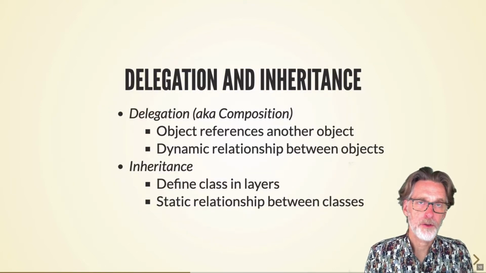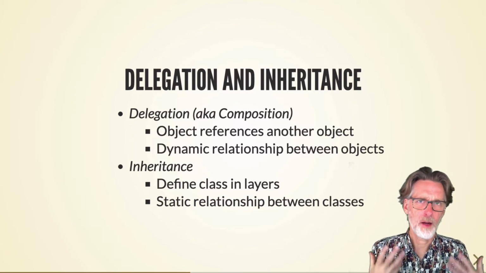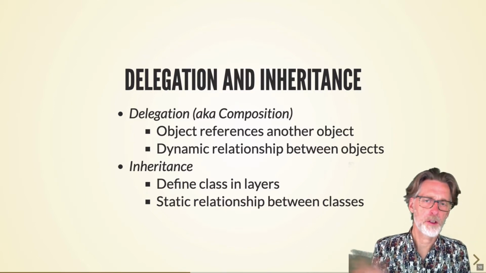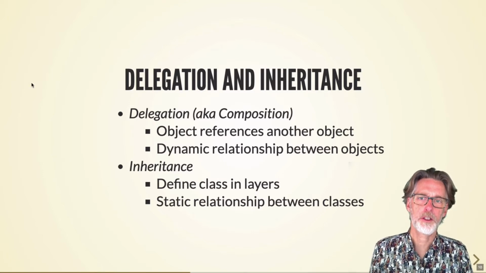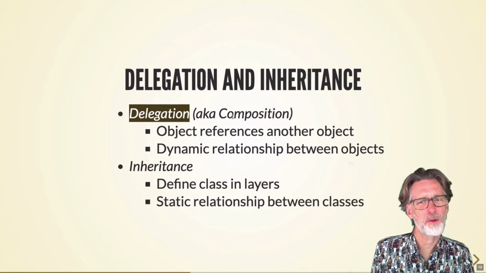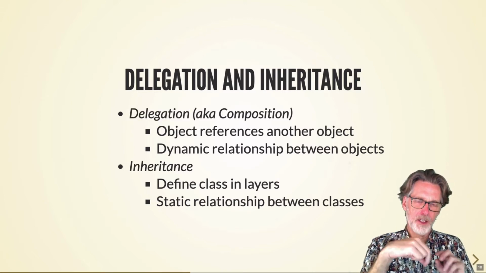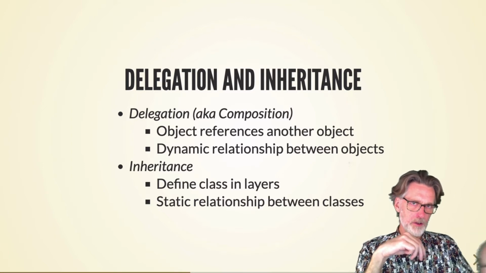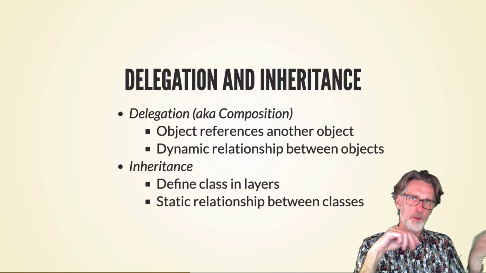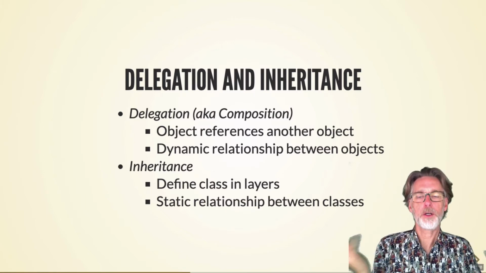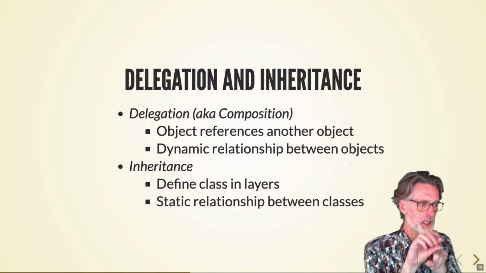Class-based languages have two different methods for code reuse. One of them is common among all languages. Class-based languages, object-oriented languages, functional languages, every kind of language has the first mechanism, which is called delegation or composition in the object-oriented context. And this just means I have a variable that stores a reference or a pointer to another object or function, and I somehow use that object or function.